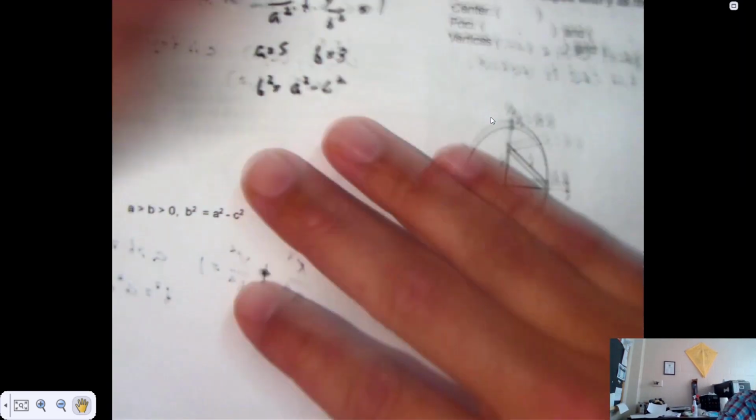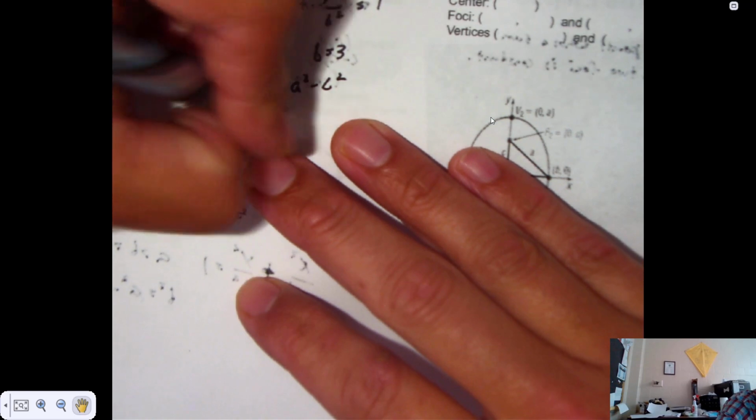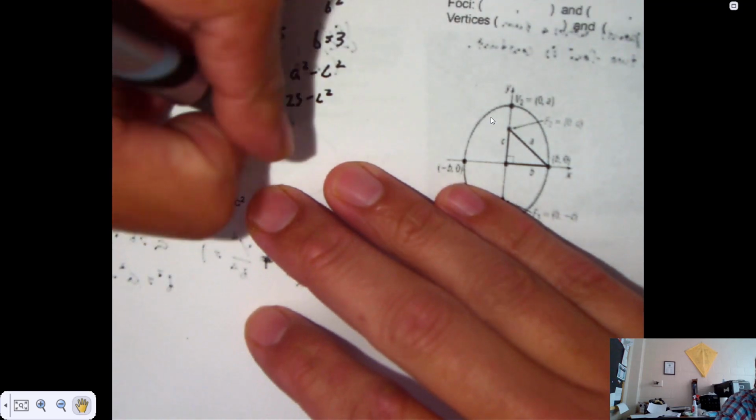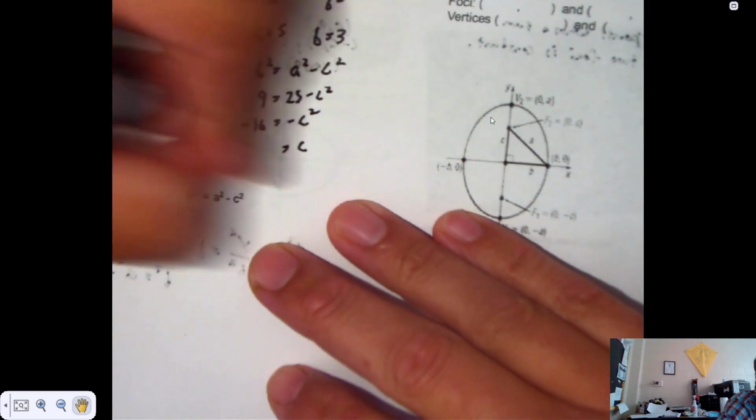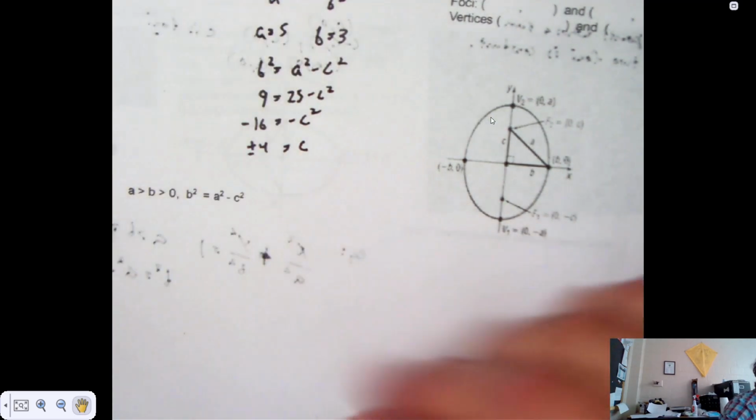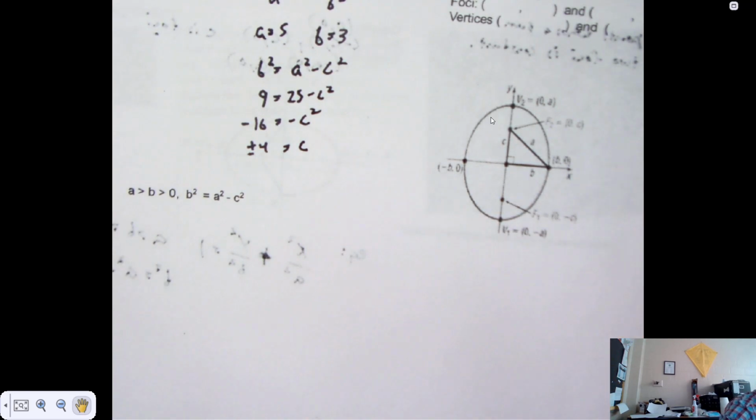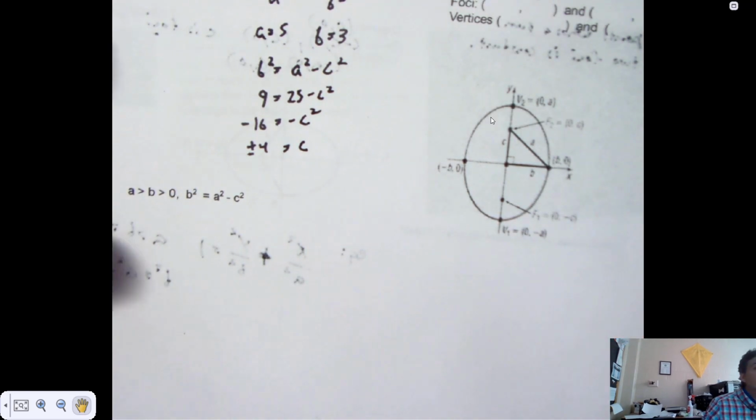All right, so we plug in some stuff. That's a 9, that's a 25. Subtract 25, that's a negative 16, which is cool because we're negative c squared. Divide out your negative with your c value. Plus or minus 4. Remember, c stands for foci. And how many foci do ellipses have? 2. We actually have everything we need.